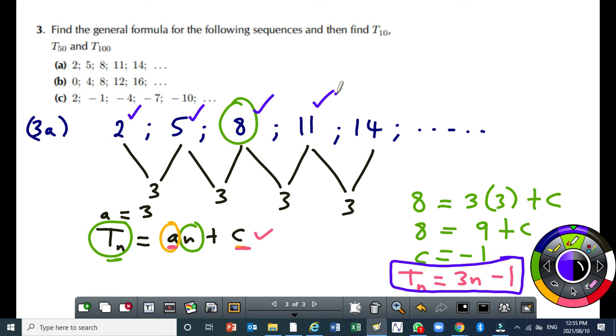All right, so I've calculated the general term. Then the next thing now, I need to calculate what is T10, T50, and T100. Right, now to calculate those terms, I just have to use my general term. So my general term is Tn equal to 3n minus 1. So T10 is going to be equal to 3.